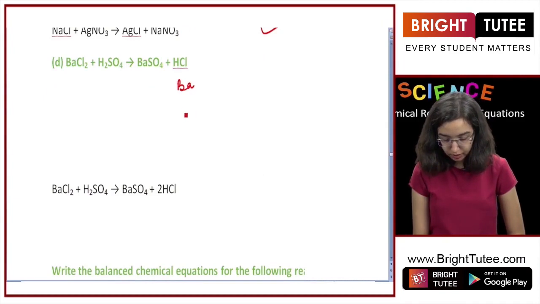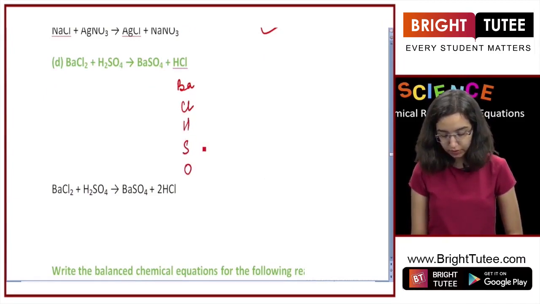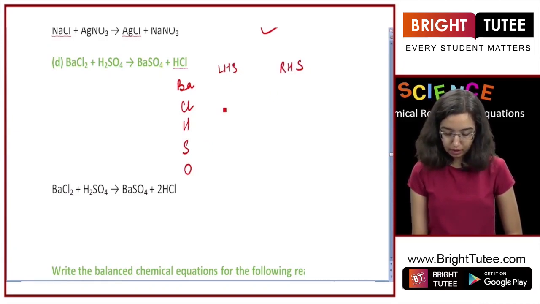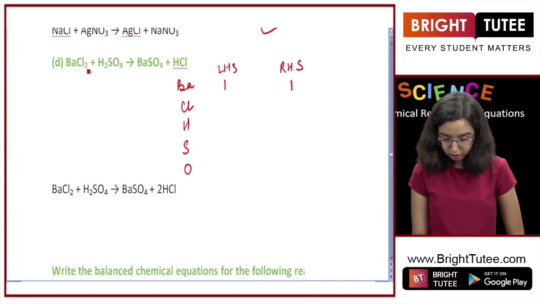Now we have barium, chlorine, hydrogen, sulfur, and oxygen. Barium is 1, 1. Chlorine is 2, 1. Hydrogen is 2, 1. Sulfur is 1, 1. Oxygen is 4, 4.